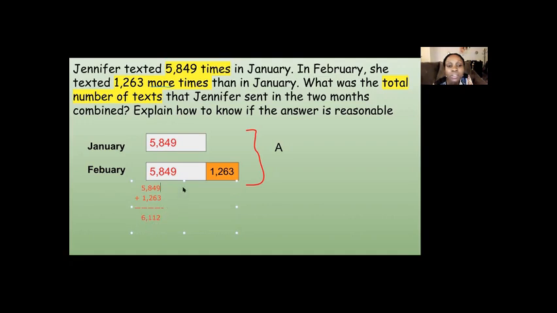So this is the amount of texts she sent in February. Okay? So now that we have that, they want us to tell them the total. So that means they want to know how much she sent in January and how much she sent in February combined. So total means the sum, okay? We're adding. So we're adding the amount she sent in January with the amount she sent in February, right?